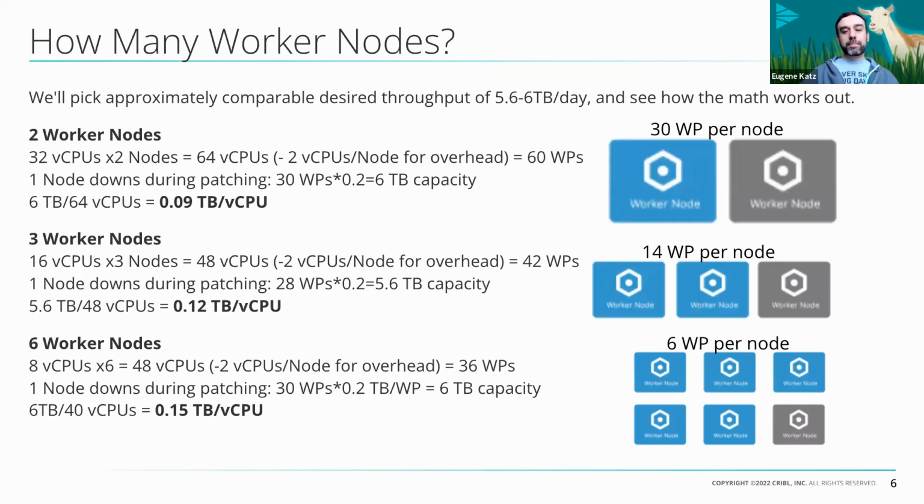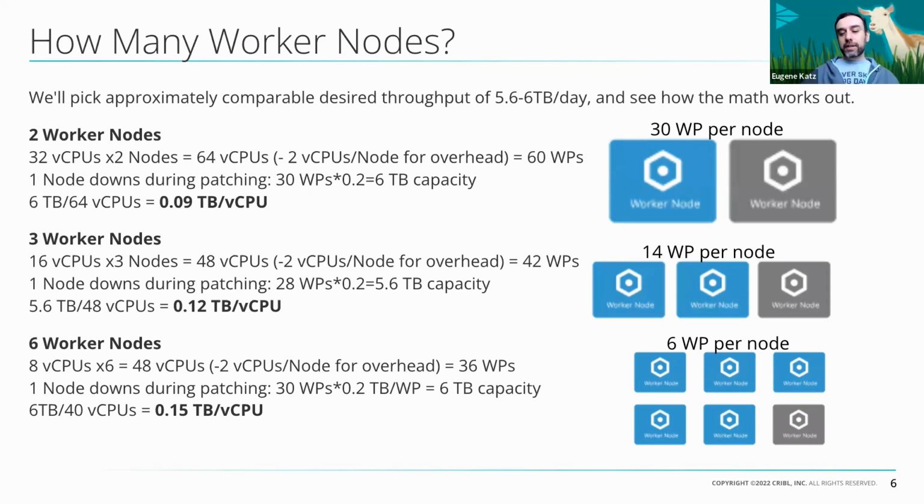Really, the picture here also helps you think about it. You can have a couple of really big workers, but what's the effect of that? If you look at the diagram of two big worker nodes with 30 worker processes per node, when one of them is down, you're down to 30 worker processes, right? Big machines, but few of them, that's the downside. And as I mentioned at the top, we're looking at approximately similar throughput of 5.6 to 6 terabytes per day for each one of those configurations.